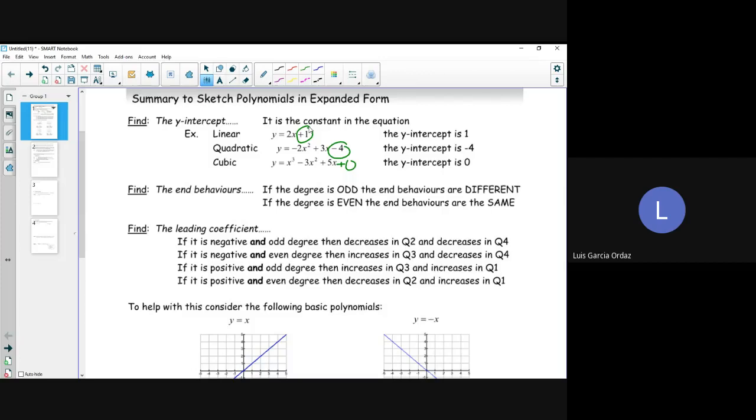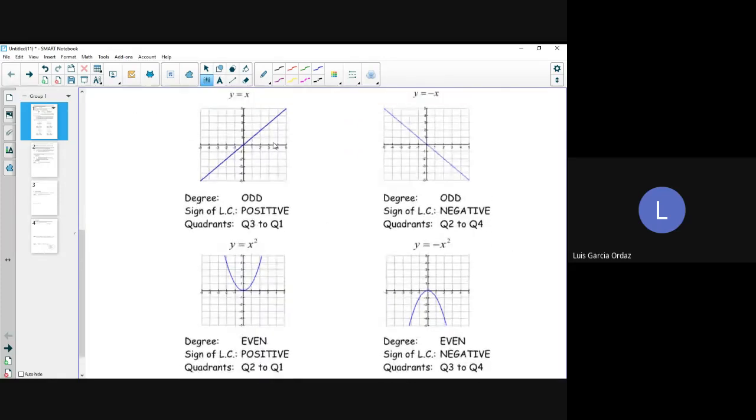So the end behaviors: if the degree is odd, the end behaviors are different. If the degree is even, the end behaviors are the same. Okay? And we already discussed where the graphs start and end in terms of the quadrants. So we're going to look at these few graphs that we already have sketched out.